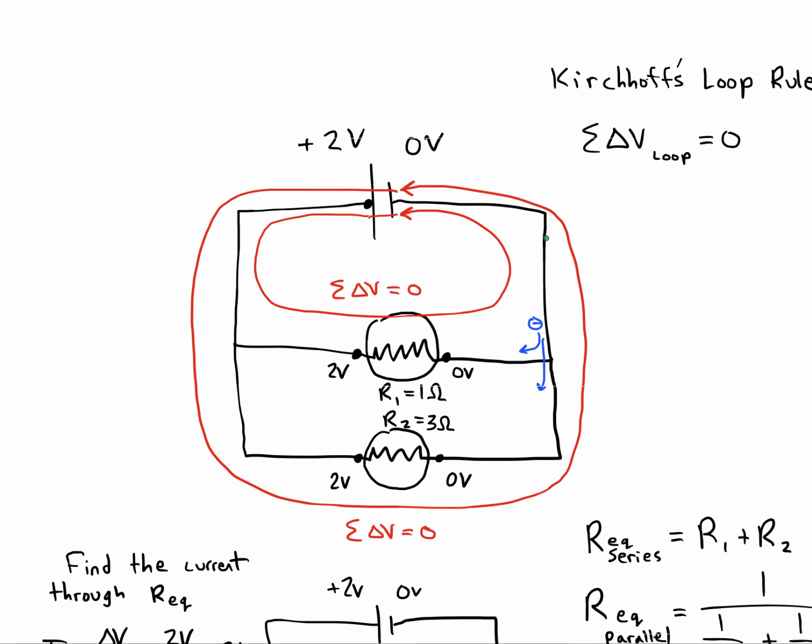So let's write that this branch has an I through the battery. That's the amount of current going through the battery of 2.67 amps. And it's the same on this side too. Okay, but now we have to figure out how much goes through bulb 1, how much goes through bulb 2.